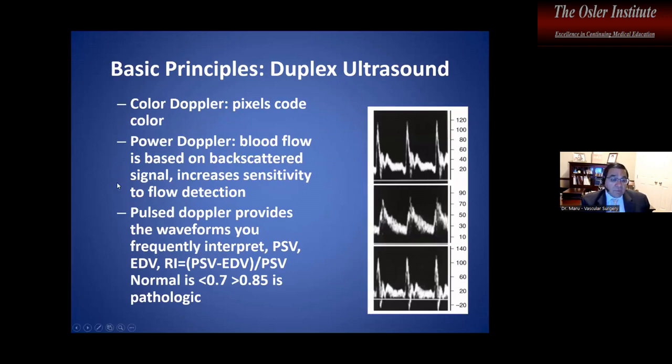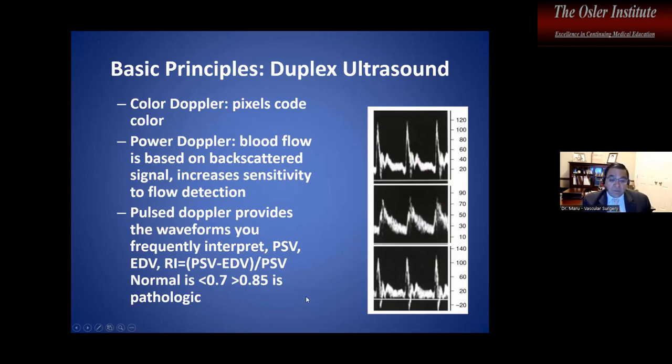So color Doppler, you've got the pixel flow, you've got power Doppler, it's blood flow based on backscatter signal. And then you've got pulse Doppler that provides you waveform for you to interpret, right? Peak systolic, end diastolic, the resistive index, all that kind of stuff. So the duplex ultrasound can give you tons of information, and some of the newer systems have a lot of these little things built in, so you could just toggle between the two, and it comes out great. So, yes, pay attention to your duplex ultrasounds.